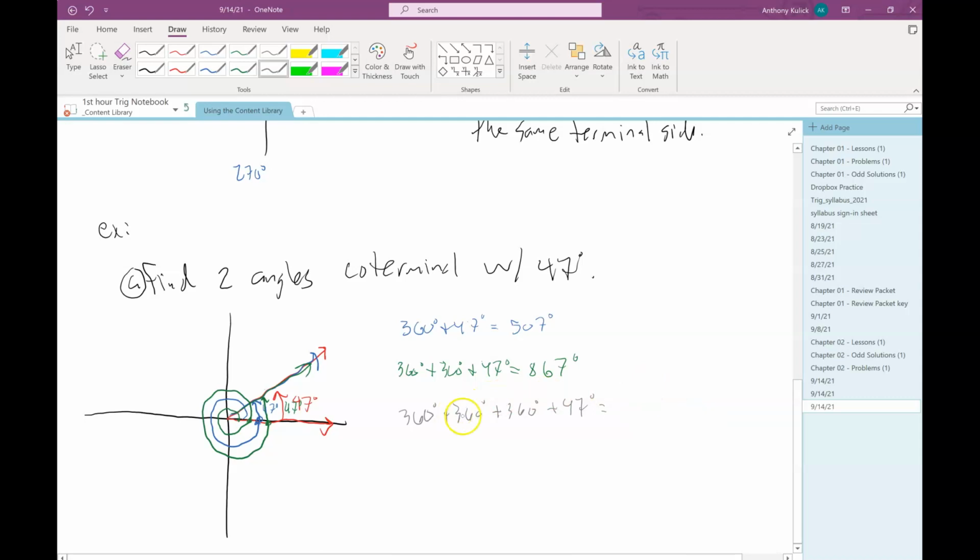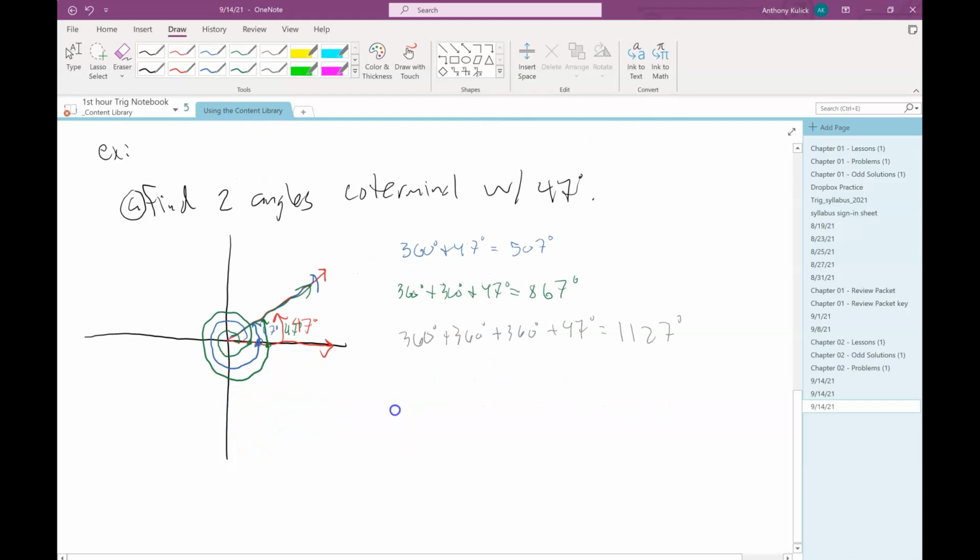No. 720, 1080, so 1127. My apologies. And there's nothing to stop you from having to say add 360. You could be subtracting 360 just as easily.